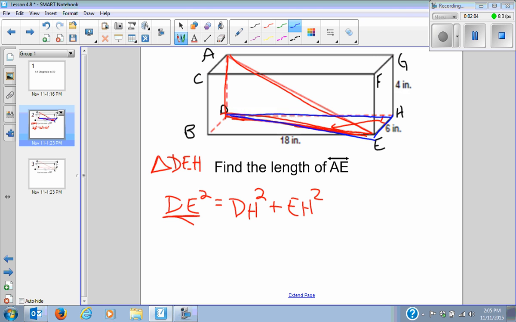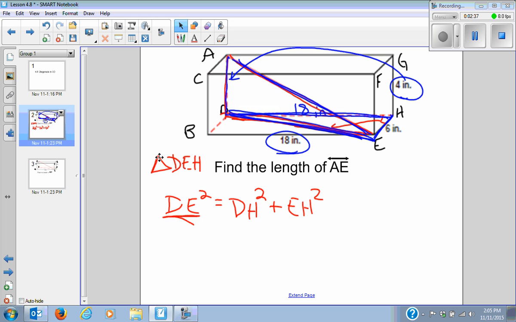triangle. I know if this is 18 here, that means that this backside has to also be 18 inches. So I know that this length right here is 18. I know this length is 6. I can use the Pythagorean theorem to figure out the length of DE. I then know this length. I also know this length right here because it is 4 inches over here, so that's also going to be 4 inches. And then I can go ahead and use my Pythagorean theorem to figure out the length of AE. So that's kind of the process of this.